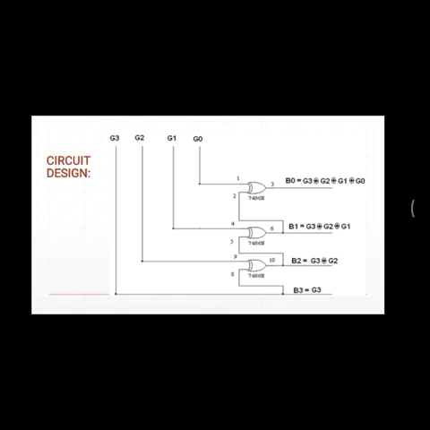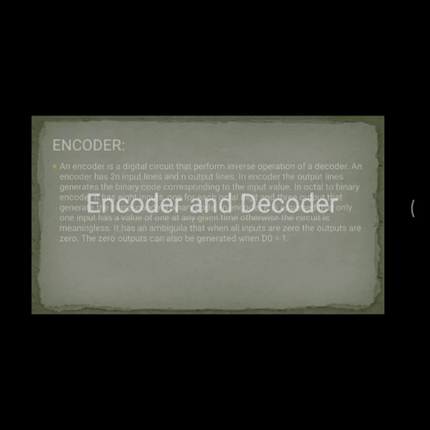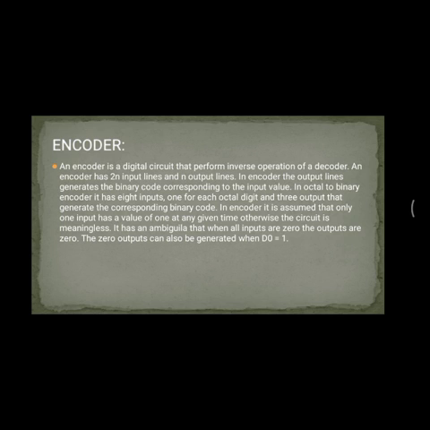Next we are going to move to encoder and decoder. An encoder is a digital circuit that performs the inverse operation of a decoder. An encoder has 2^n input lines and n output lines. In an encoder, the output lines generate the binary code corresponding to the input value.